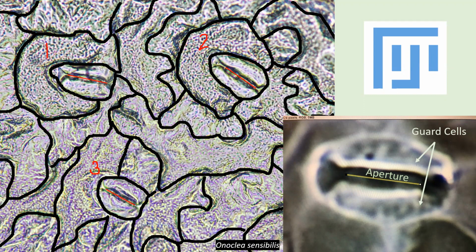The aperture is the opening between the stomata's guard cells that regulates the exchange of water vapor and CO2 between plants and the atmosphere. Using ImageJ, I measured the aperture of each stomata, as you can see in the bottom right corner.